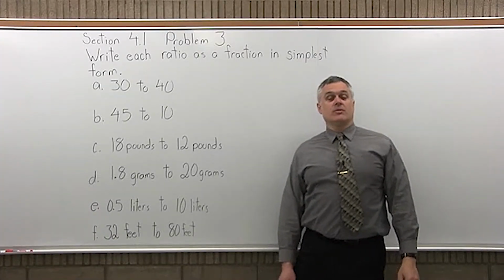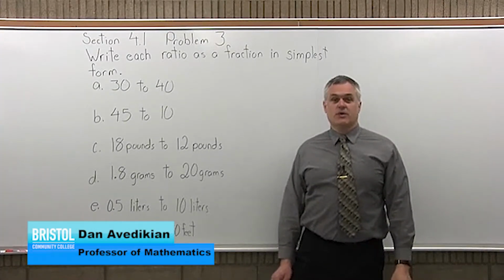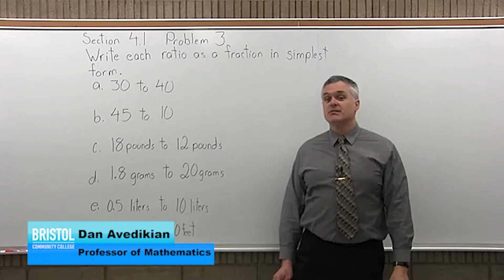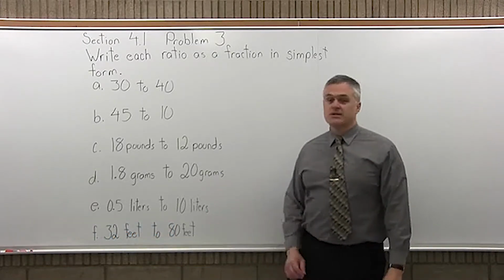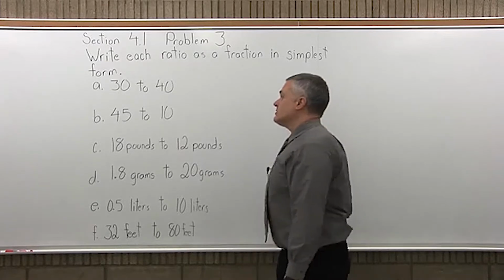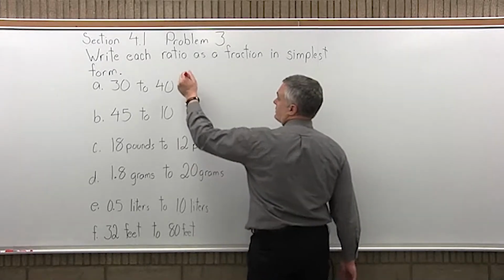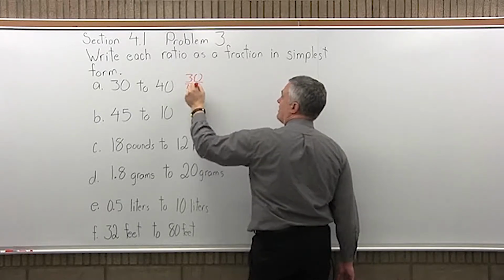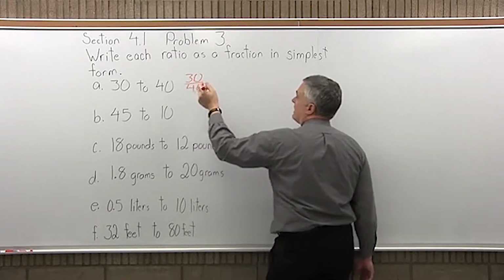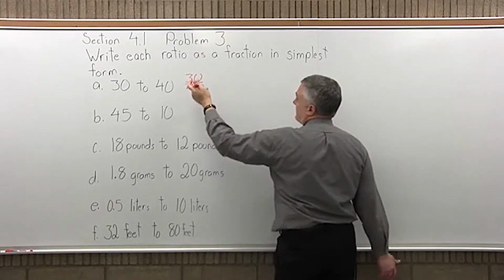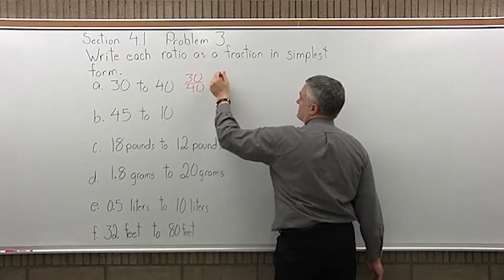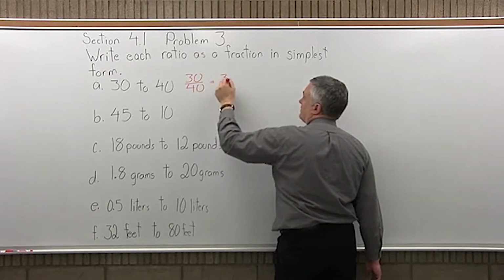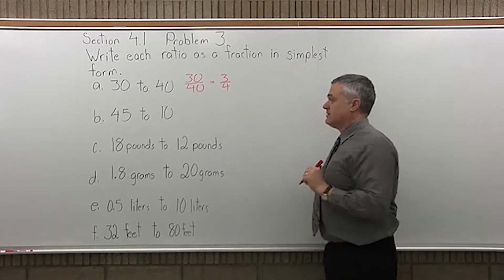This is Section 4.1, Problem 3. It says write each ratio as a fraction in simplest form, and we have parts A through F. So the first one is 30 to 40. First make it a fraction. It would be 30 over 40, but now we can simplify it a little bit. Each one is reducible by 10, or you can basically cancel the zeros. So in simplest form, 3/4.